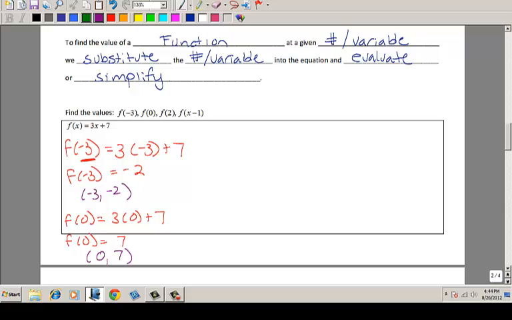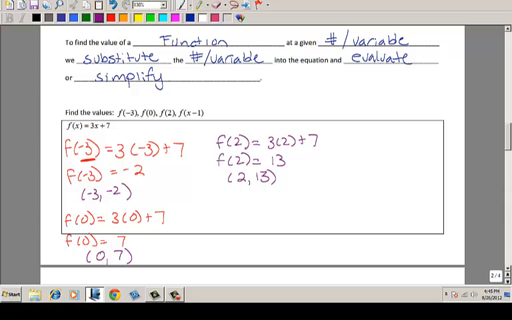Let's find f of 2. F of 2 tells me instead of writing this x, I write 2, and then I clean up. So f of 2 is equal to 13. So if we were looking at this as an ordered pair, it would be 2, 13.